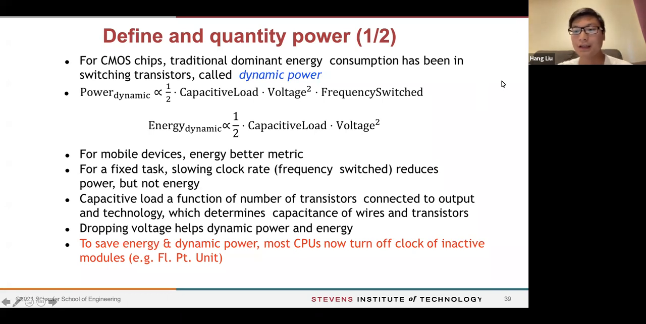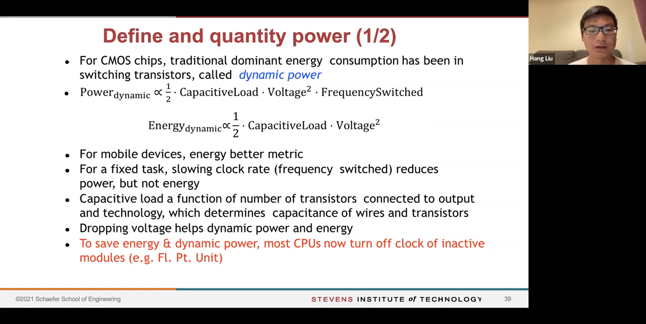And then the average energy consumption, because energy is time multiplied by power. So it's different. This is very important. You basically get rid of the frequency switched, because one over the frequency is the time. For mobile devices, energy is a better metric, but for CPU, probably power is a better metric. For a fixed task, slowing the clock rate, the frequency switched, reduces power but does not affect energy.